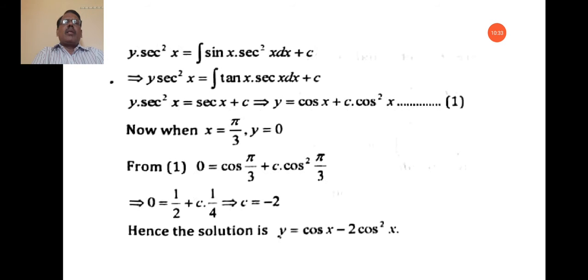Hence the particular solution is given by y is equal to cos x minus 2 into cos square x. This is the particular solution of the given differential equation. So hence we find the general solution and the particular solution of the given differential equation. So, this is about problems about linear differential equation.